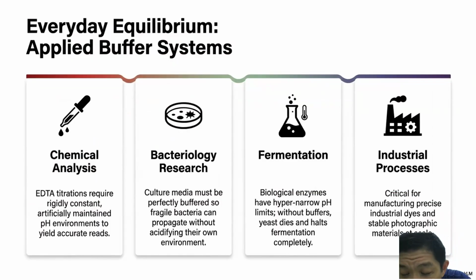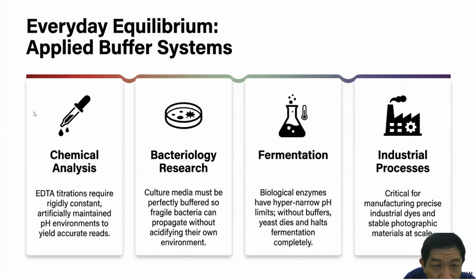As for fermentation, it is another subject which requires you to memorize the formation of alcohol from the alkene, where you react with the, let's say, to form this one. You also have biological enzymes that have a hyper narrow pH limit. Without buffer, yeast die and halt the fermentation. And finally, industrial processes critically manufacture the precise industry dye and stable photographic.